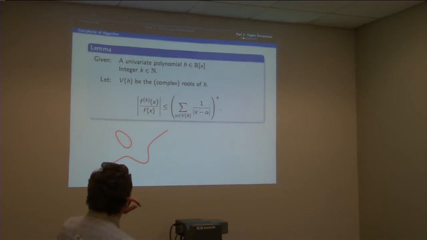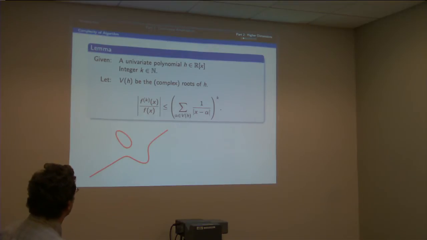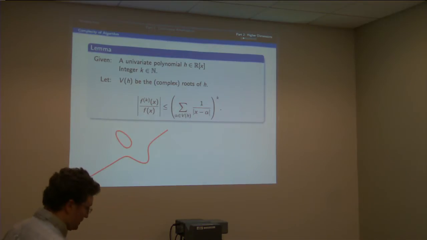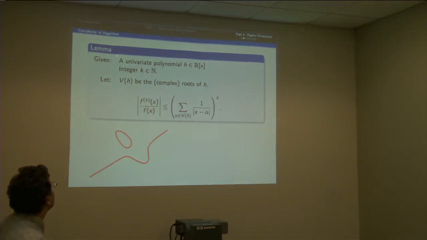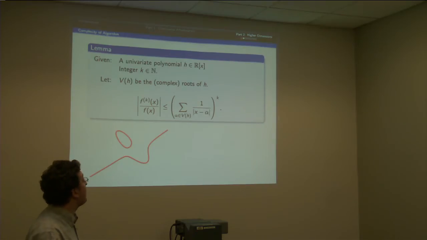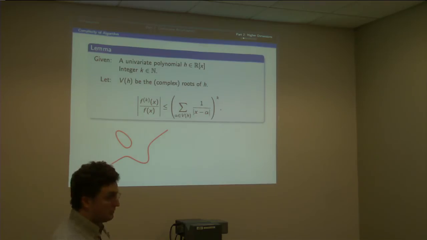Okay. So now let's do some geometry. There's a univariate result that says that if we have a univariate polynomial h, and it's non-zero at x, and we look at the ratio of the kth derivative of h to h of x, it's bounded by the sum of 1 over the distances to the roots, to the kth power.